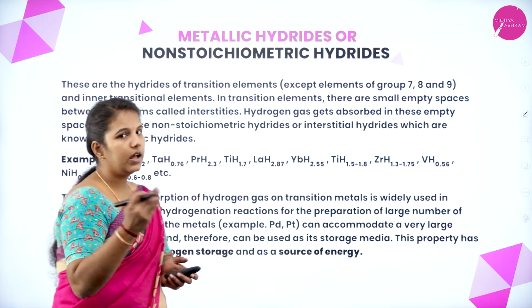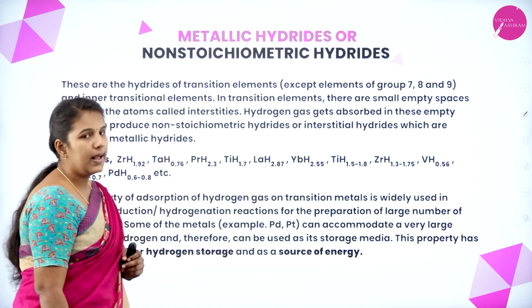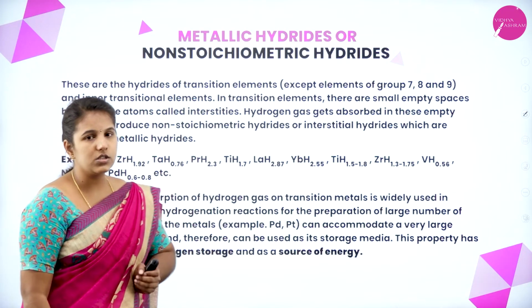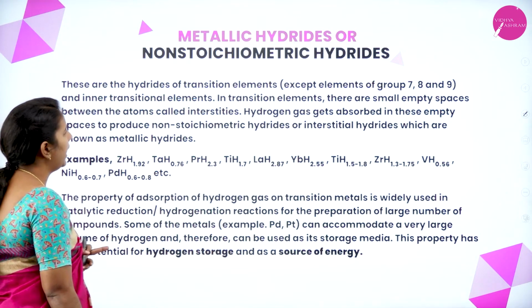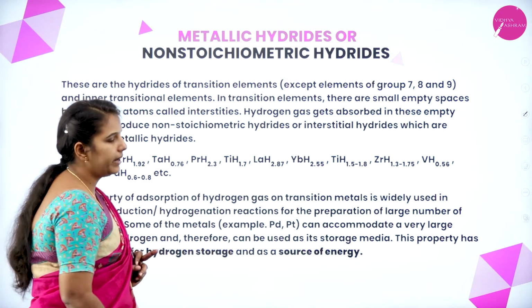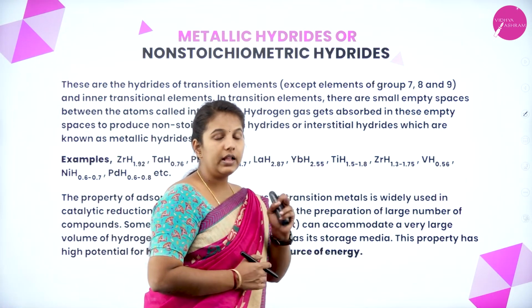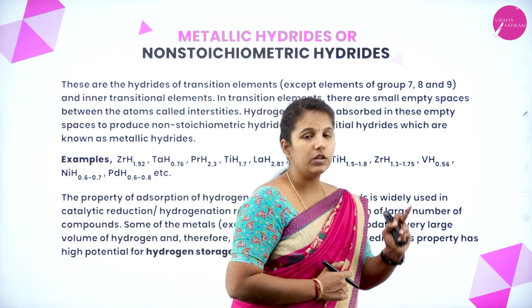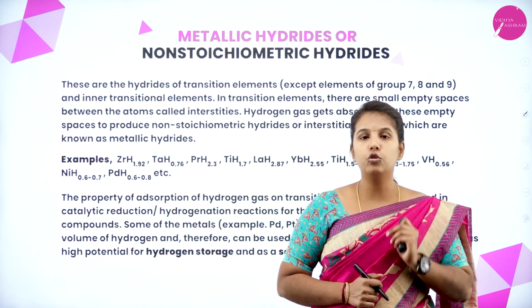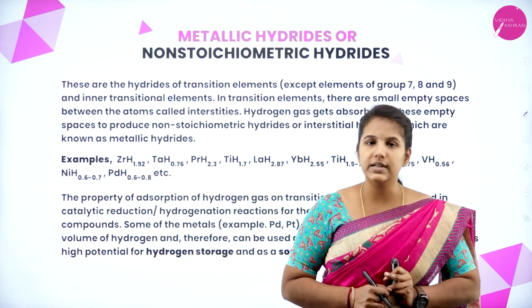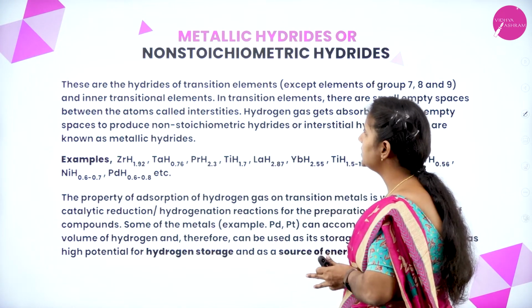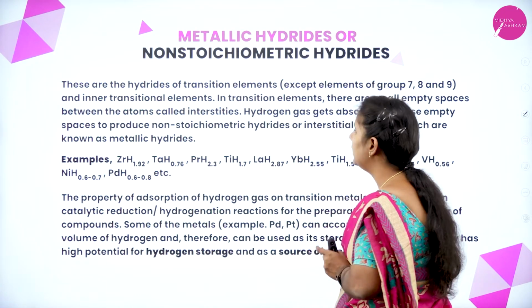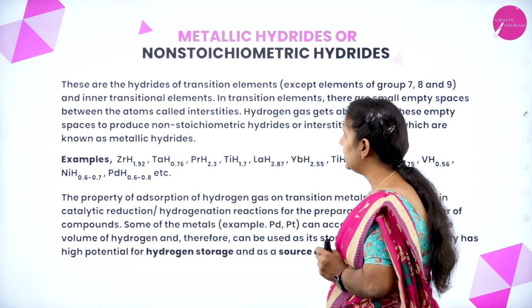Now, let us see the last one, that is metallic hydrate, also known as interstitial hydrate. These are the hydrates of transition metals. We know that in our periodic table, groups 3 to 12 are known as transition elements or d-block elements. So these are the hydrates of transition metals and inner transition elements.